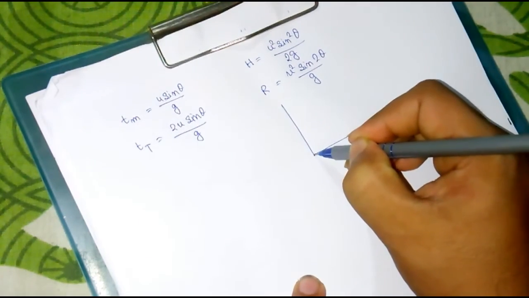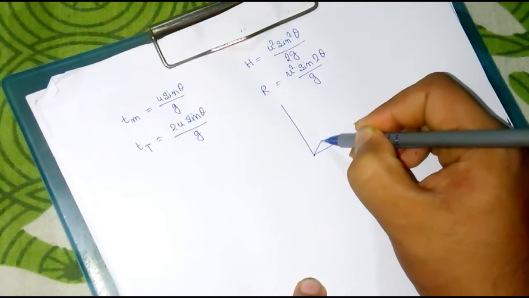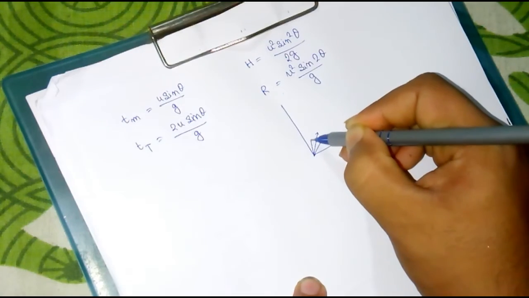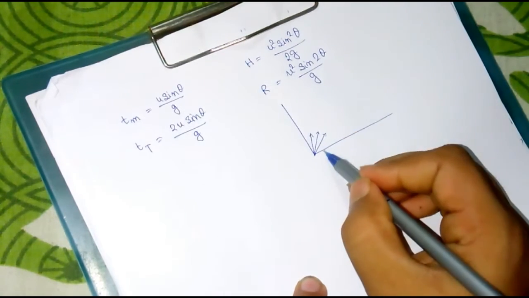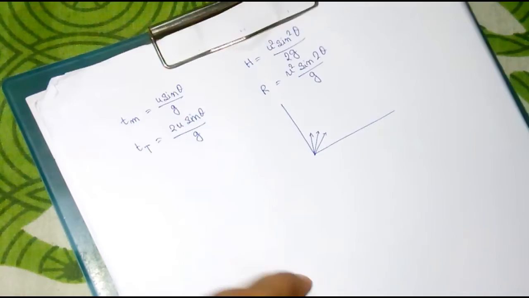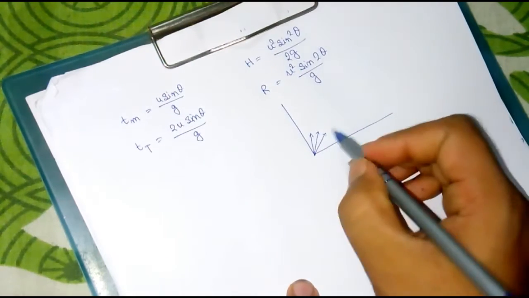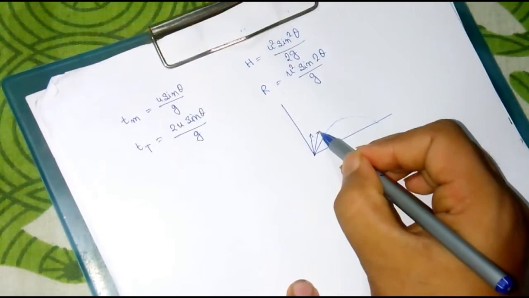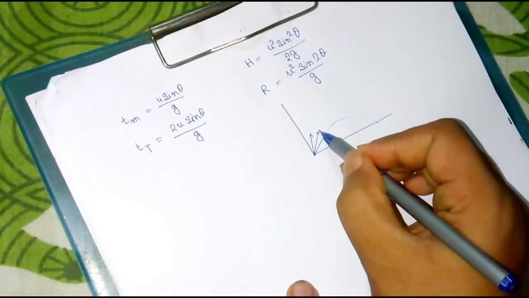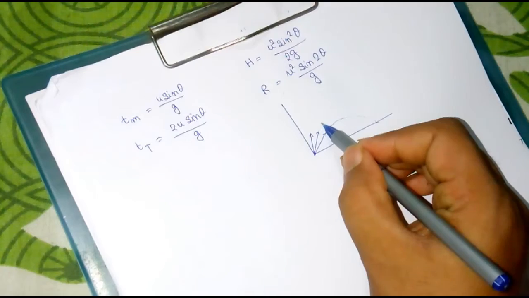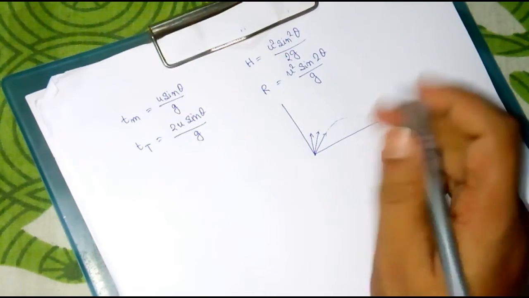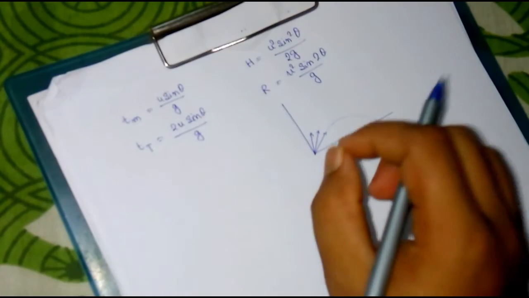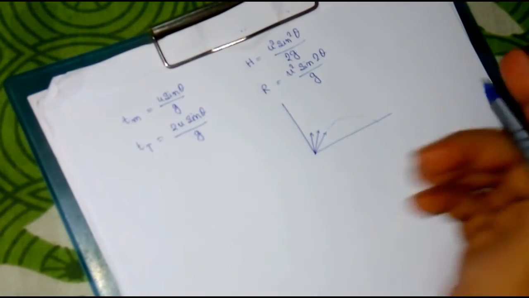Now, suppose you throw an object at different angles. The first object you throw at this angle, the second at this angle, and the third at this angle. Do you think they cover the same range? If you throw at this angle, do you think the object falls in the same direction, meaning the same range? Let's calculate the maximum range that it can cover.